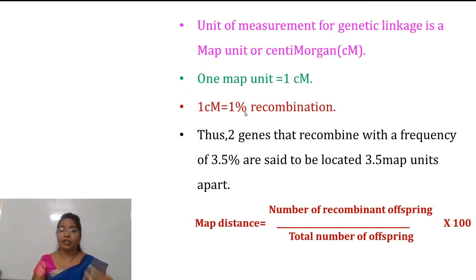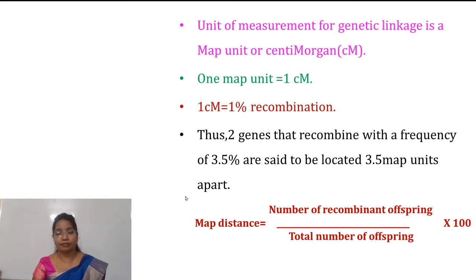So coming to the unit of measurement of genetic linkage, the basic unit is a map unit. This is also called a centimorgan, denoted by cM. So 1 map unit is equal to 1 centimorgan, and 1 centimorgan is equal to 1% recombination. For example, if two genes recombine with a frequency of 3.5%, then they are said to be located 3.5 map units apart. Whatever the frequency of recombination, that is the distance, that is the map units. The formula for calculation of map distance is the number of recombinant offspring divided by the total number of offspring, into 100.